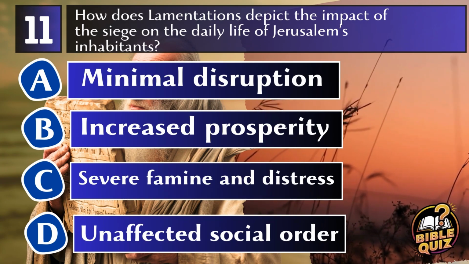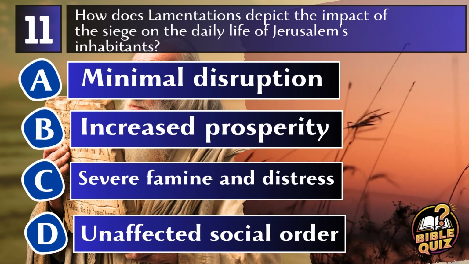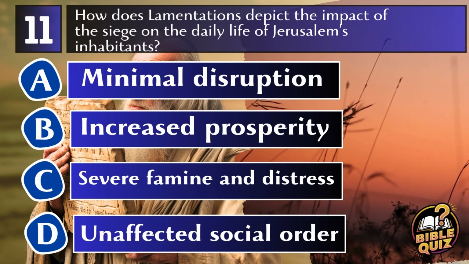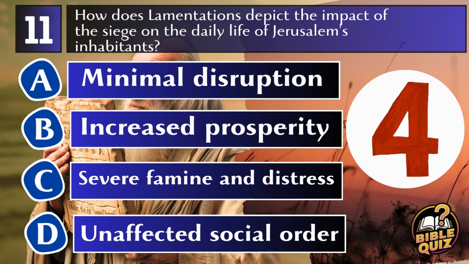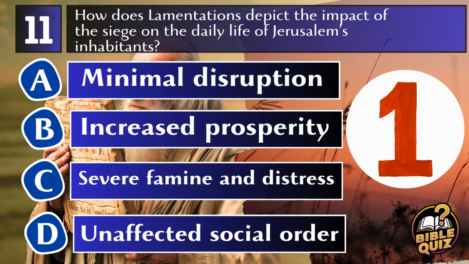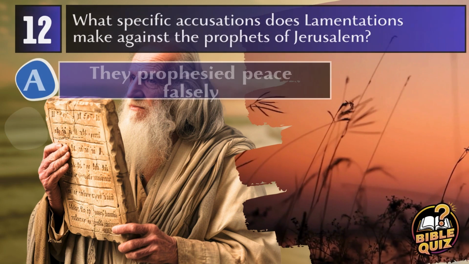A. Minimal disruption. B. Increased prosperity. C. Severe famine and distress. D. Unaffected social order. Answer C. Severe famine and distress. Lamentations graphically depicts the horrors of the siege, including famine and extreme desperation, profoundly affecting the daily lives of Jerusalem's inhabitants. Lamentations 2:19-20. Question 12.